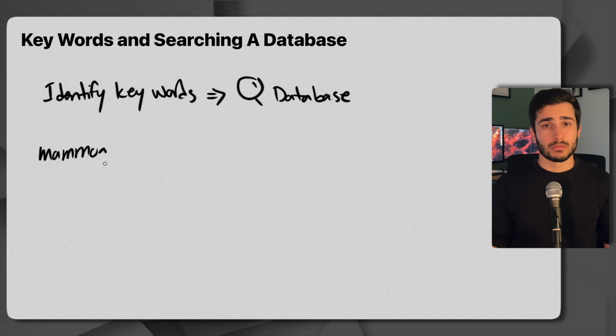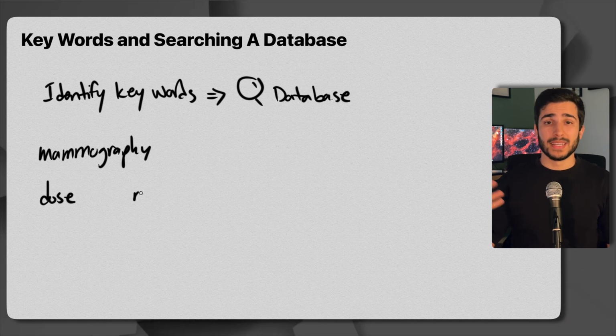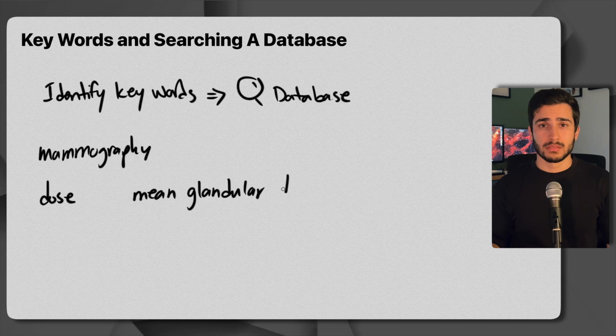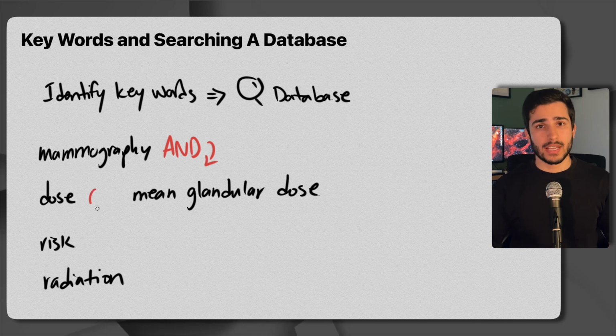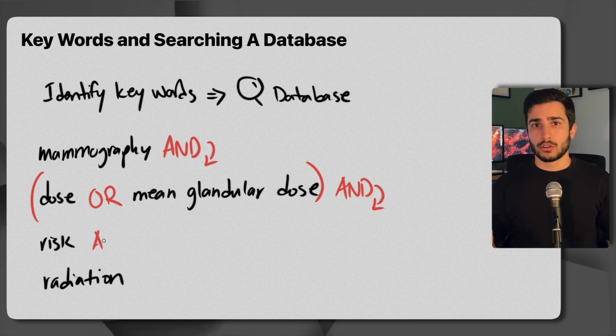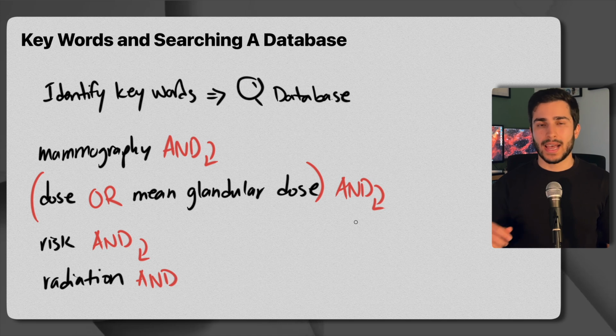Again, using myself as an example, my keywords would have been something like this: mammography, dose, mean glandular dose, risk, and radiation. I would then combine these with the AND or OR functions and include any variations of these words in my database search. By the way, if you have no idea what the terms AND or OR mean in the context of searching terms, you'll need to book a time with someone to show you how to do a proper database search. Or if you want, you can let me know down in the comment section below. I might make a tutorial on it.